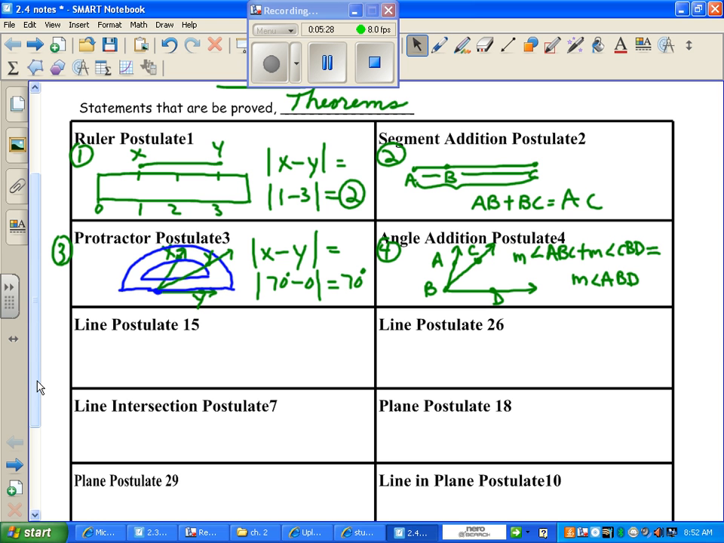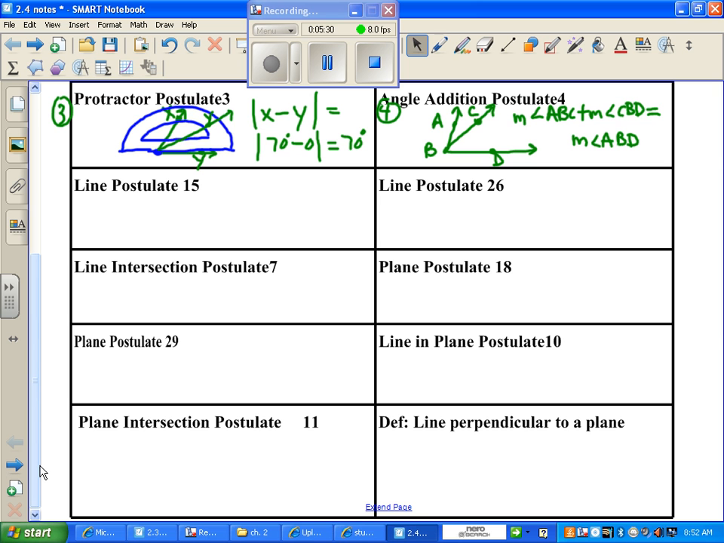So today what we're doing is we're coming up with these other postulates, and these are baby step ones, just like the others. So this is the line postulate, saying through any 2 points there exists exactly one line.